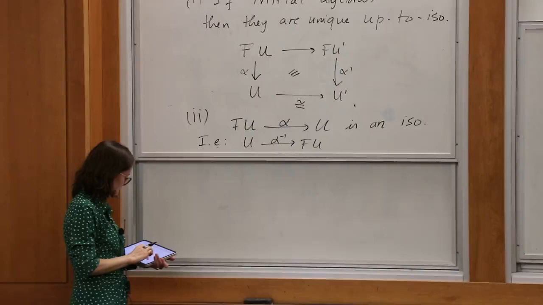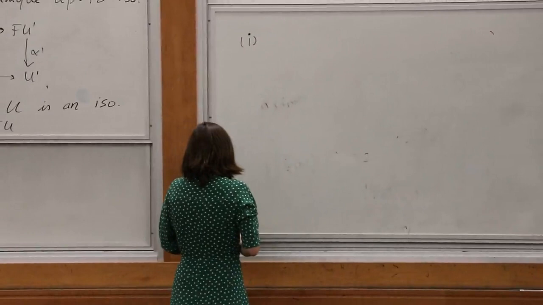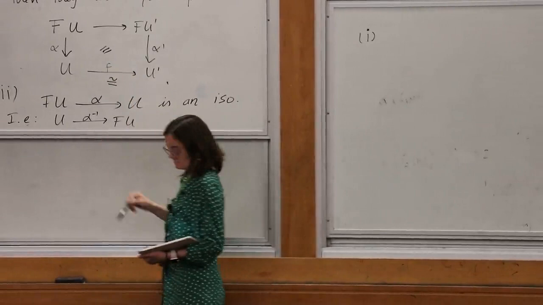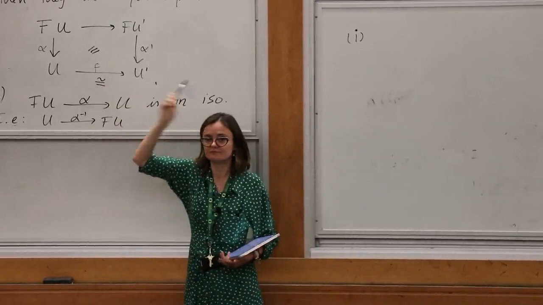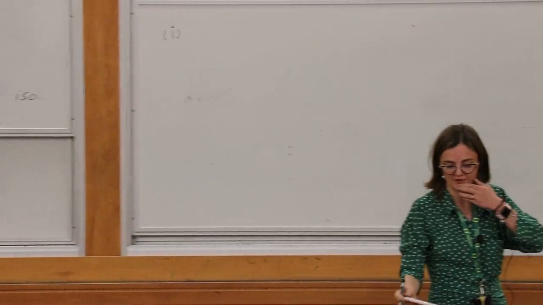Okay, let's see the proof of this. So let's see the proof of one. So how are we gonna define, so we need to define this map, let's call it F. We need to define this map and we need to show that it's an iso, okay? Who has ideas on how to define F? So I'm assuming both U and U prime are initial algebras. So how can I define F?